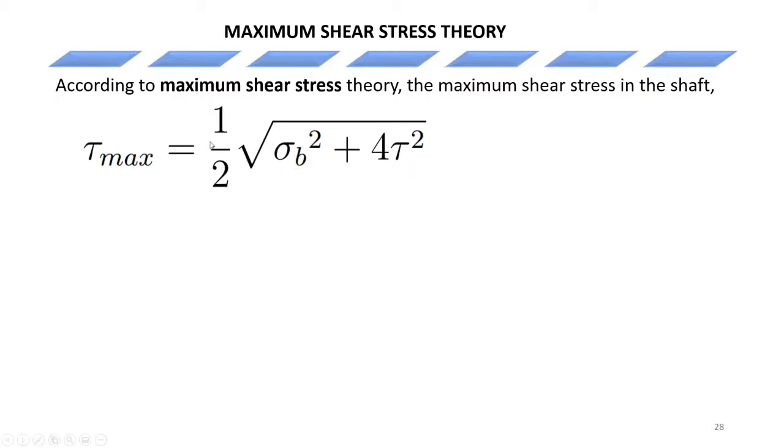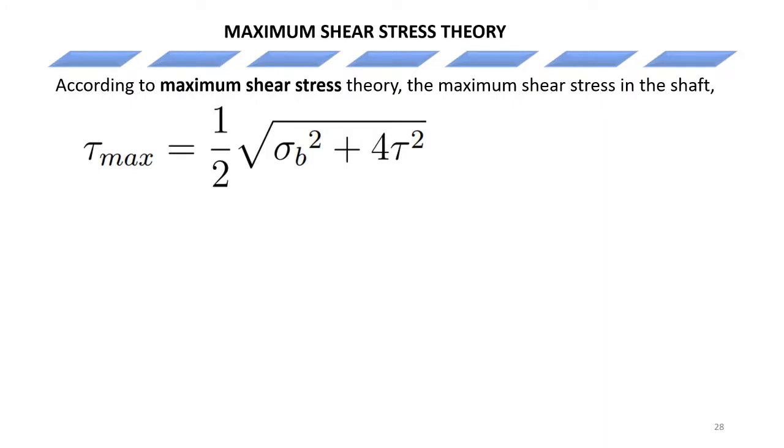So the maximum shear stress theory states that the maximum shear stress in the material or in the shaft is equal to 1 over 2 times the square root of the bending stress in the material square plus 4 times the shear stress in the material square, 4 times the square of the shear stress in the material.